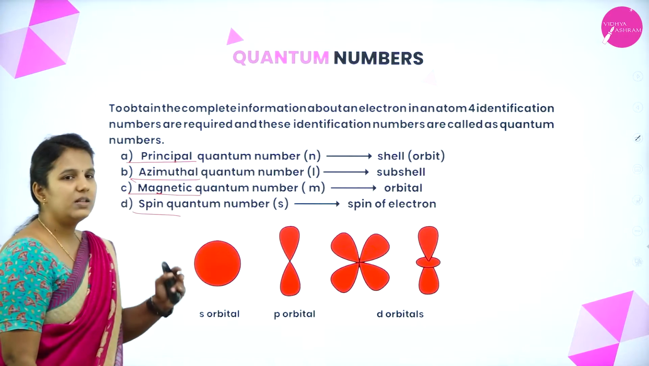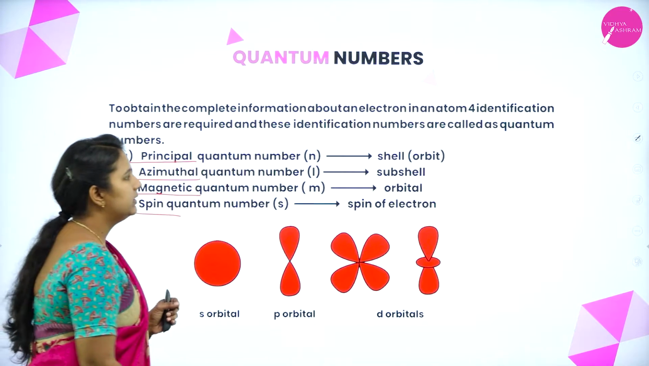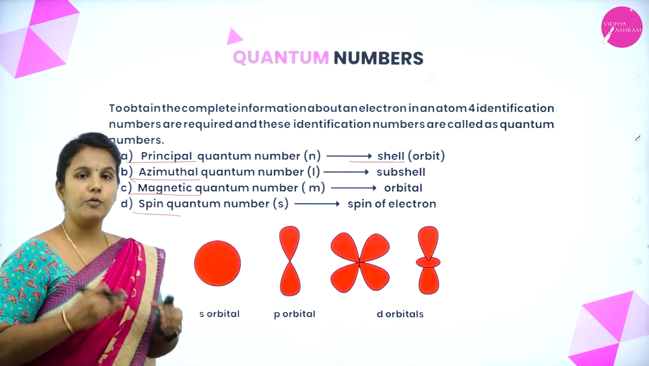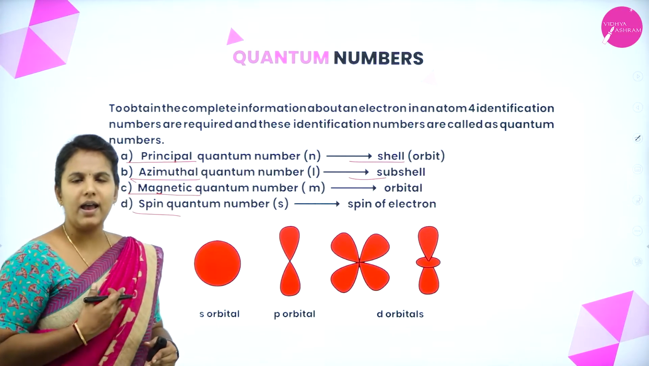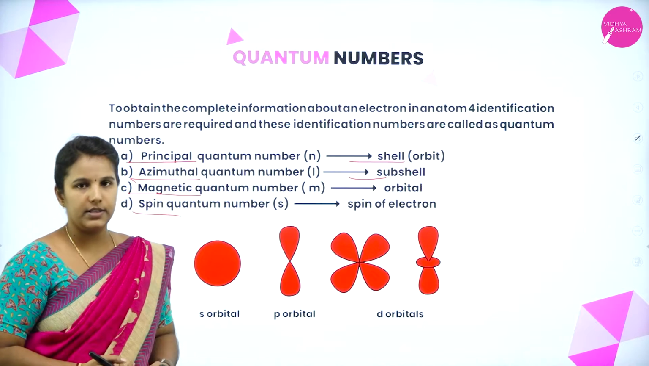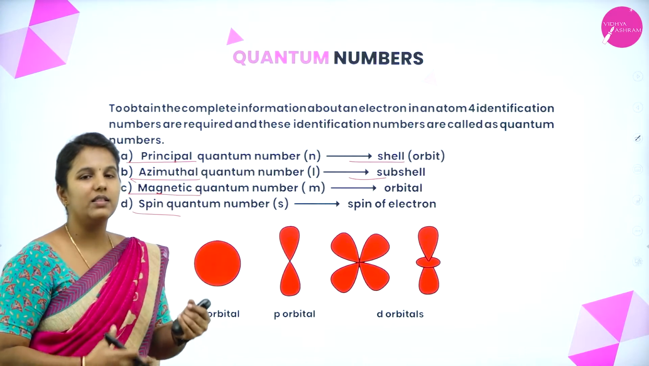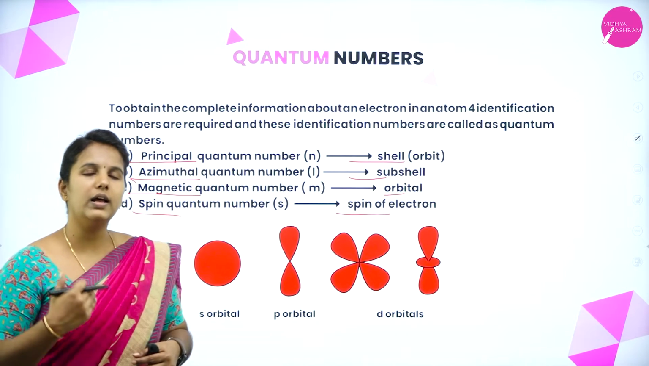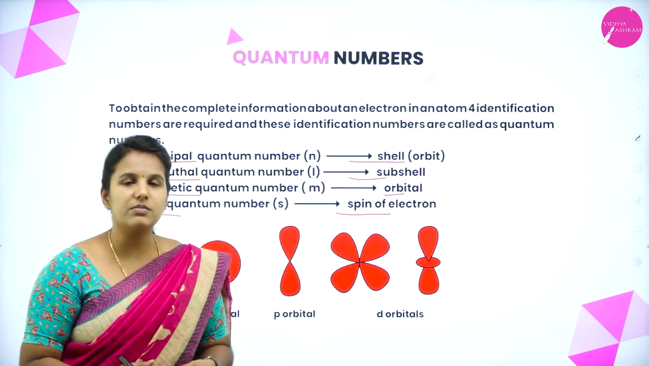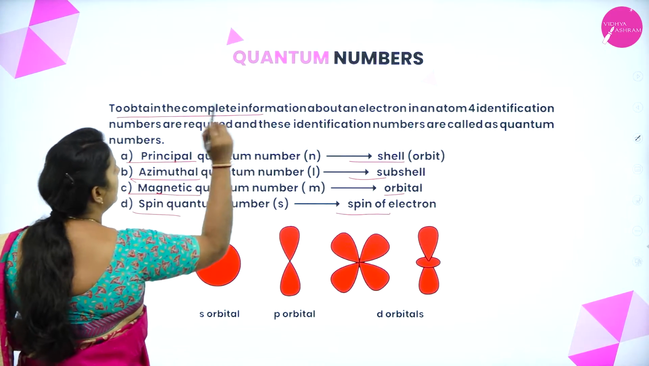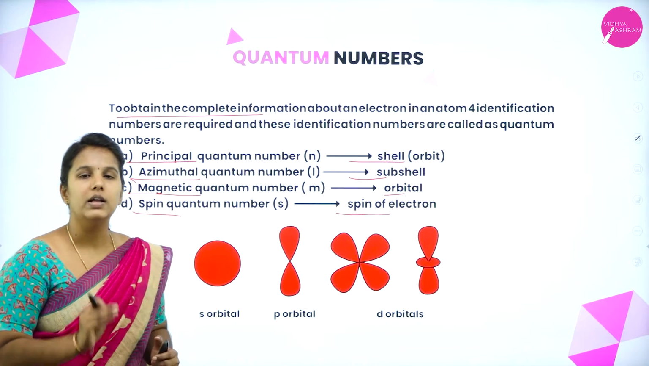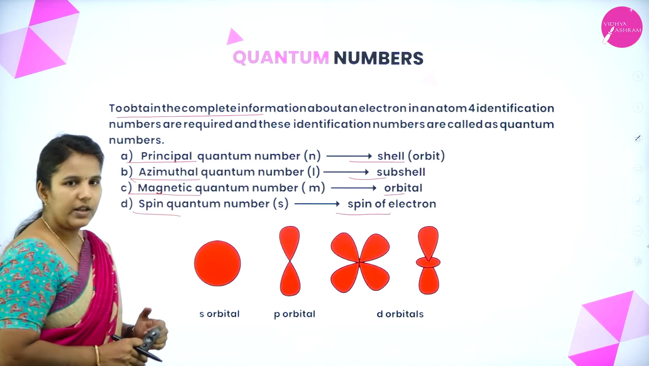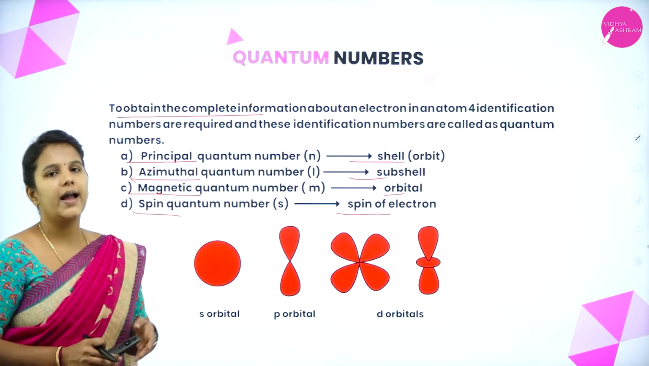Remember, the first one, the principal quantum number, always tells us the shell to which the electrons belong. The azimuthal quantum number gives the information about the subshell. The magnetic quantum number helps us to know about the orbitals. The spin quantum number explains the spin of the electron. So, by using all four important quantum numbers, we can easily determine the exact information about the electron. The complete information about the electron can be obtained by studying these four quantum numbers.